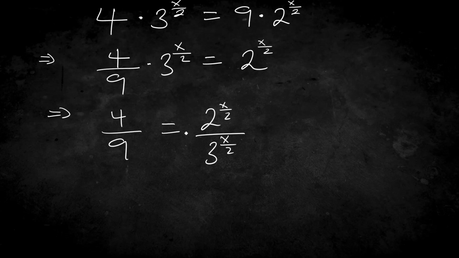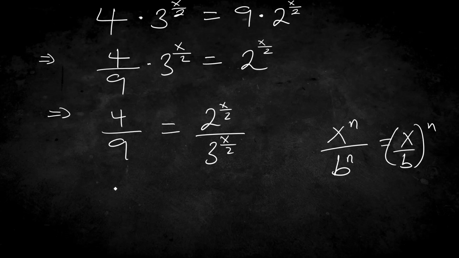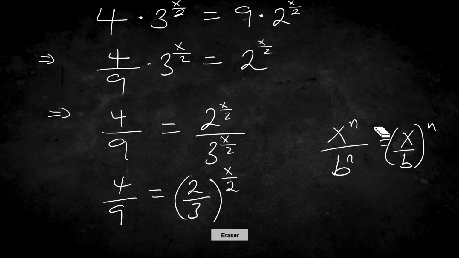Now when we're given a raised to n over b raised to n, the powers are equal. So we have a over b all raised to n. So we have 4/9 equals (2/3) raised to x/2. As simple as that.